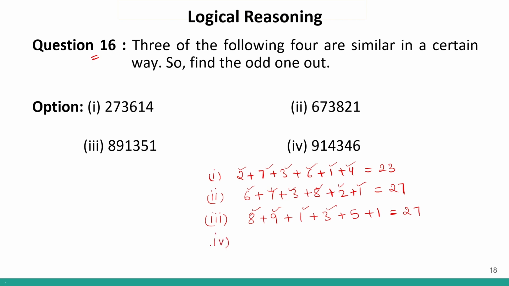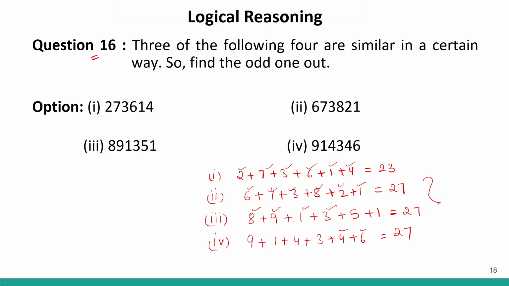Now if I look at option number 4, we have 9 plus 1 plus 4 plus 3 plus 4 plus 6. So 6 plus 4 is 10. Over here we have 4 plus 3, 7 plus 1, 8. And 9 plus 8 is 17. So 17 plus 10 will be 27.